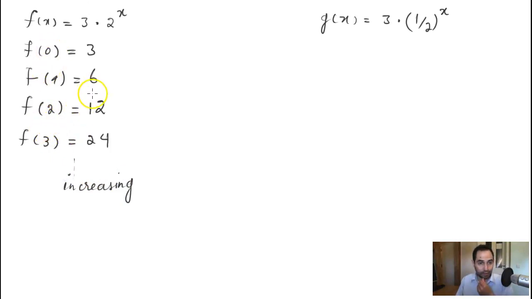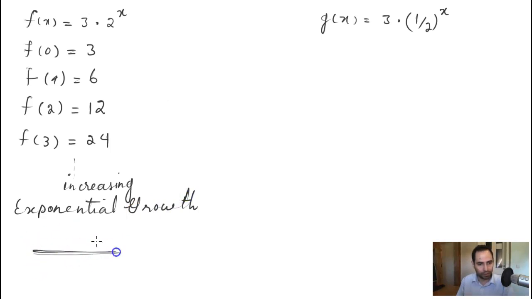So this is basically an exponential growth, and the graph of the function becomes something like this. It starts from 3 and then goes to 6 and 12, so it's something like this. So this is an exponential growth. Here you need to pay attention to this number 2.